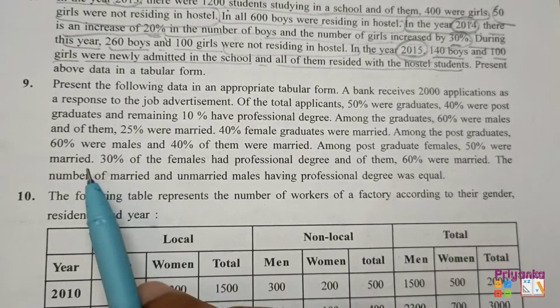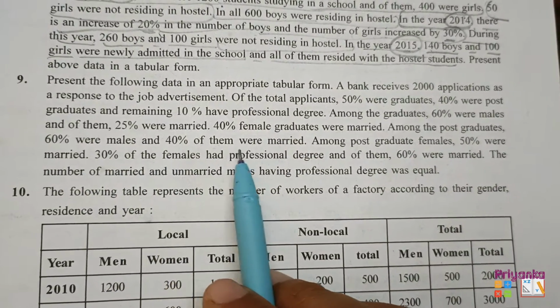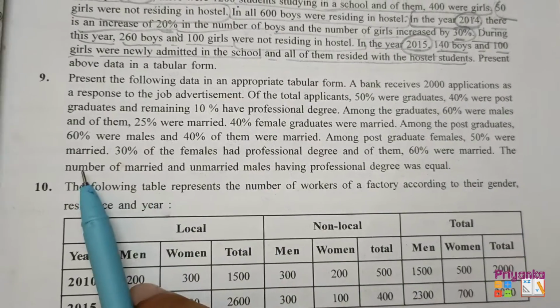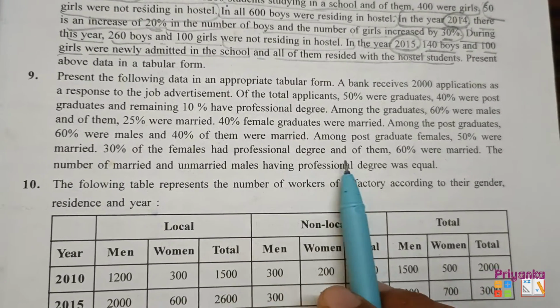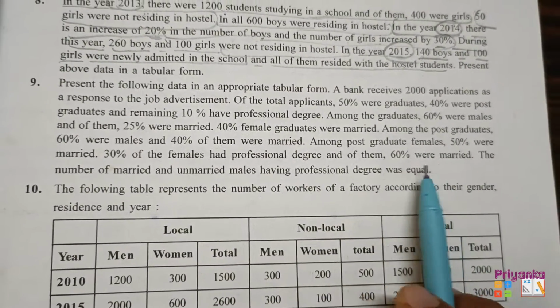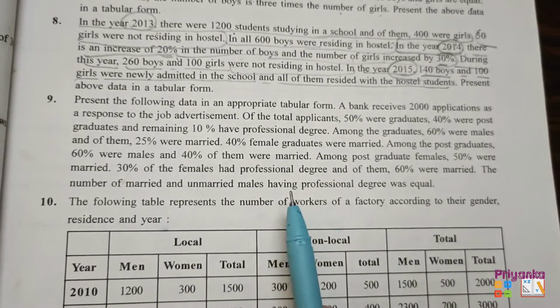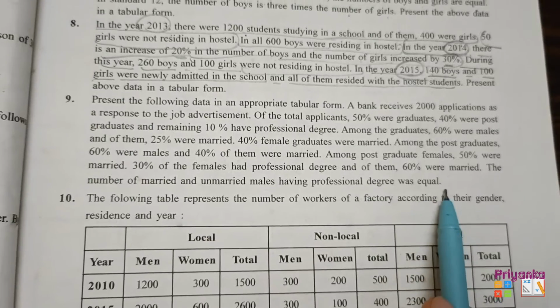Among the postgraduates, 60% were male, 40% of them were married. Among postgraduate female, 50% were married. 30% were female with a professional degree, and of them 60% were married. The number of married and unmarried male having a professional degree was equal.